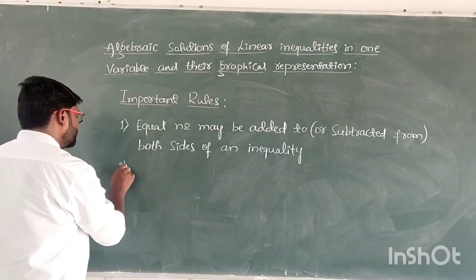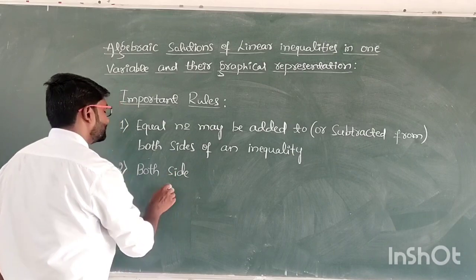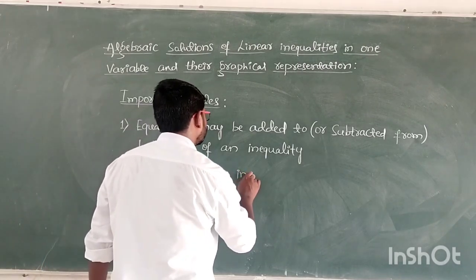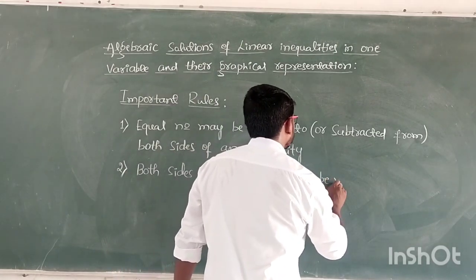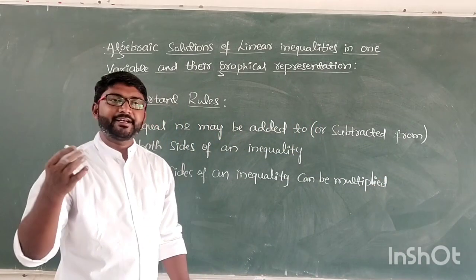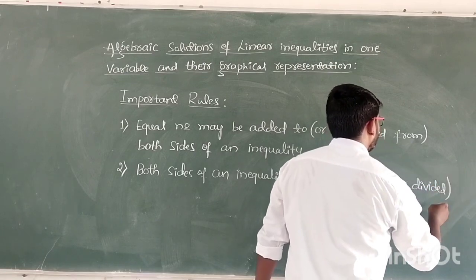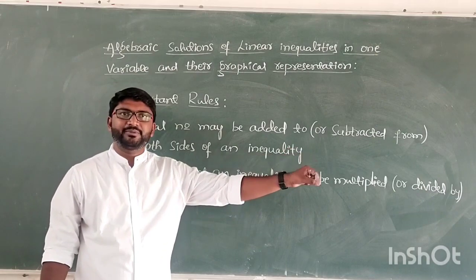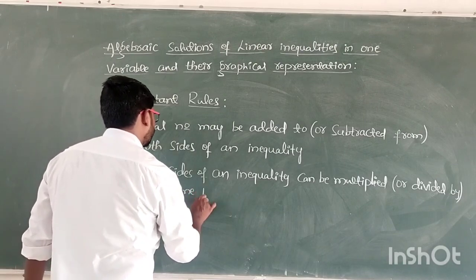Then rule number 2 is: both sides of an inequality can be multiplied or divided by the same positive number.